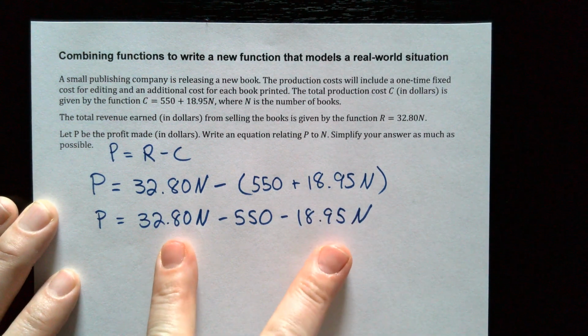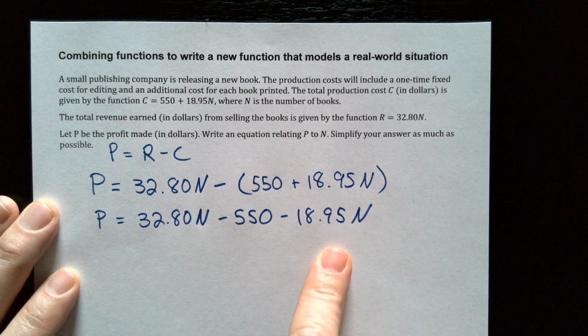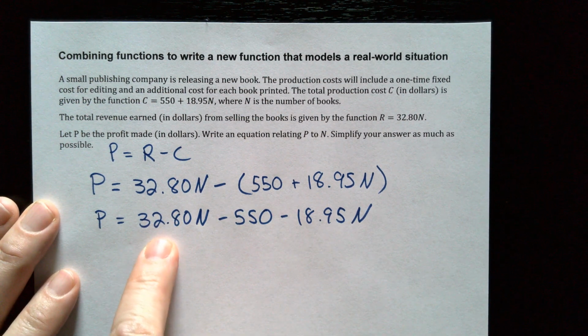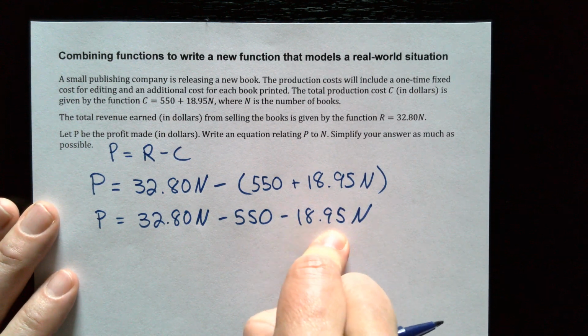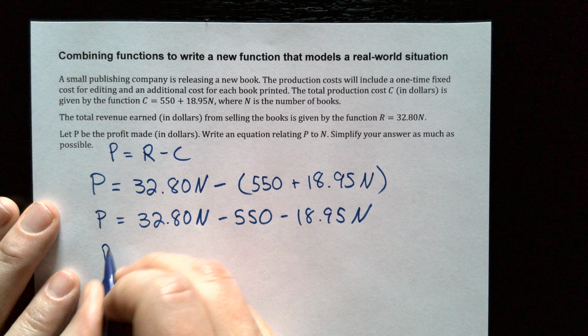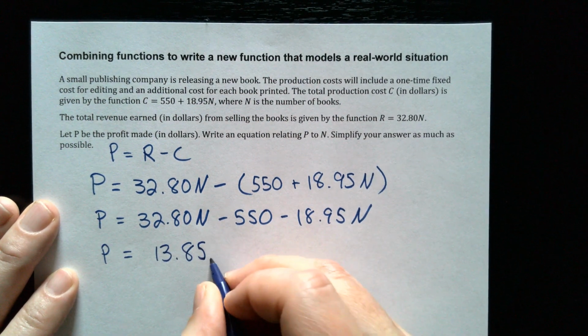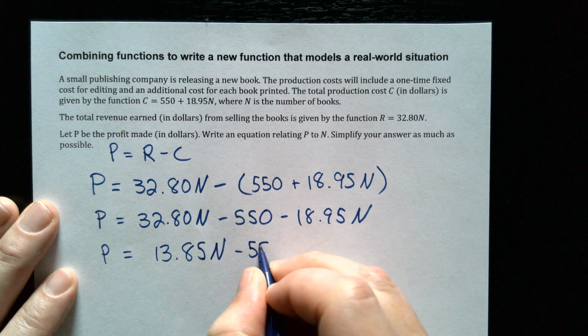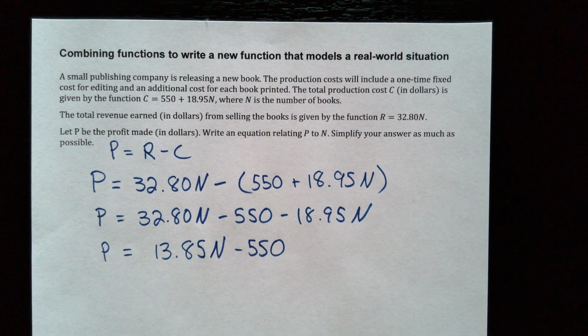Now notice that we have two like terms. This is just a number, but these two have variables in them. So when we combine those, we do 32.80 minus 18.95. We will get 13.85. Okay, so P is equal to 13.85N minus 550.